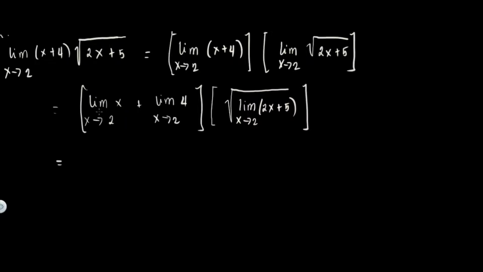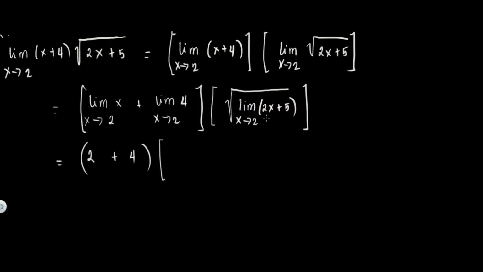Okay? O, syempre, may mga shortcut yan. So, limit of x as x approaches 2. So, we substitute the 2 to the x, so we have here 2. Okay? Then, the limit of k is k. So, that is plus 4. Okay? Times. Ito, yung radicand natin, the limit of 2x plus 5 as x approaches 2.